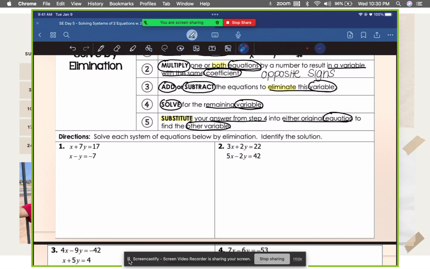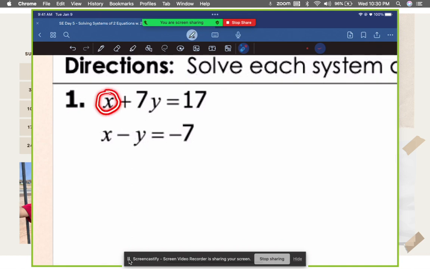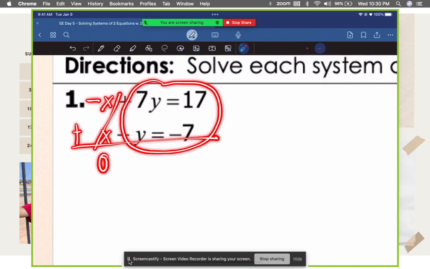Okay, the reason for that is because we want to be able to eliminate a variable, and the only way we can eliminate it is if they are opposite signs. For example, if this x was negative and I were to add them down, x minus x would be equal to 0. These would cancel out, and all I would have to work with are my y values. Okay, so that is the goal.